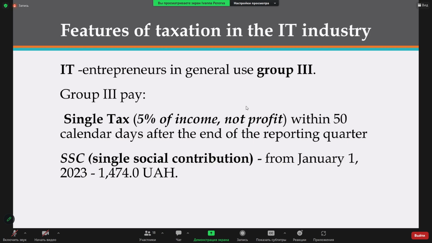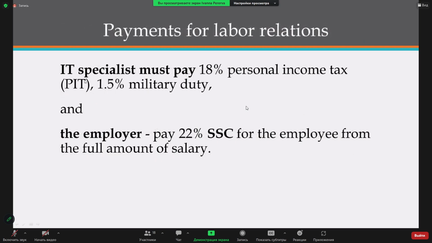The single social contribution, the same for all, is 1,474 hryvnias. And also, as an IT specialist, you must pay 18% personal income tax and 1.5% military duty. That's in the situation where you are working as an IT specialist. And the employer will pay 22% single social contribution for one employee from the full amount of his salary.